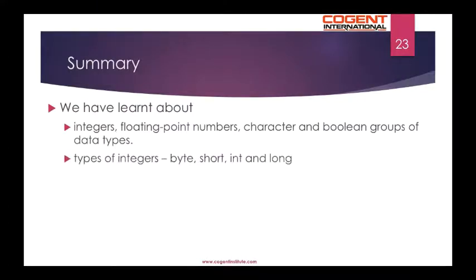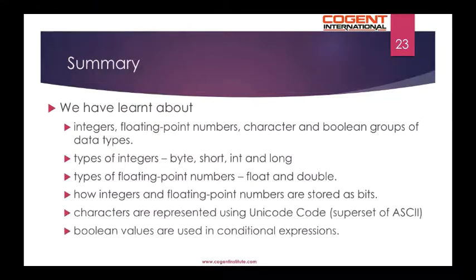So to summarize, we have learned about integers, floating point numbers, character, and Boolean groups of data types. The different types of integers, which are the byte, short, int, and long, and the types of floating point numbers, which are float and double. How integers and floating point numbers are stored as bits, and characters are represented using Unicode, which is a superset of ASCII. Boolean values are used in conditional expressions.